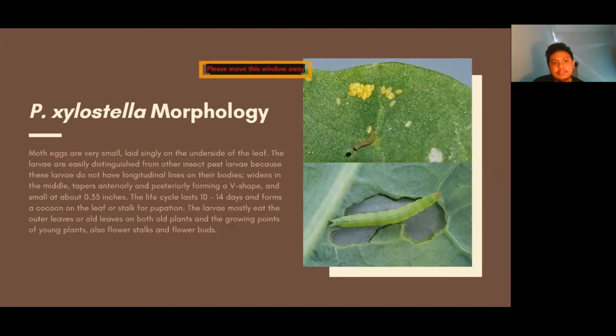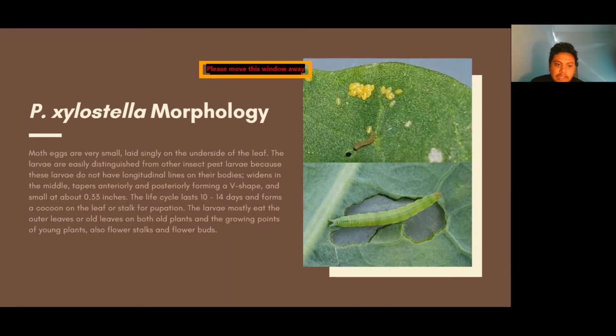Next slide. The morphology: moth eggs are very small, laid singly on the underside of the leaf. The larvae are easily distinguished from other insect pest larvae because they do not have longitudinal lines on their bodies. The body widens in the middle, tapers anteriorly and posteriorly, forming a V shape, and is small, about 0.33 inch. The life cycle lasts 10 to 14 days and forms a cocoon on the leaf or stalk for pupation.